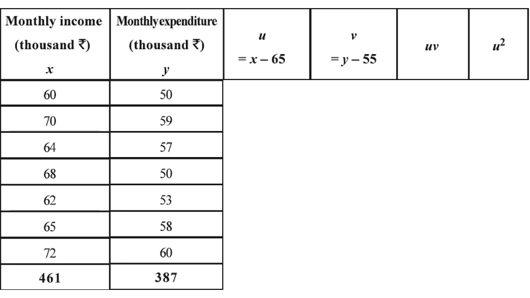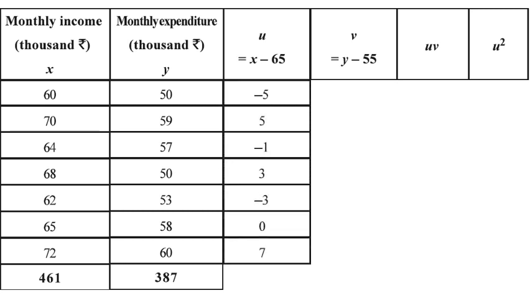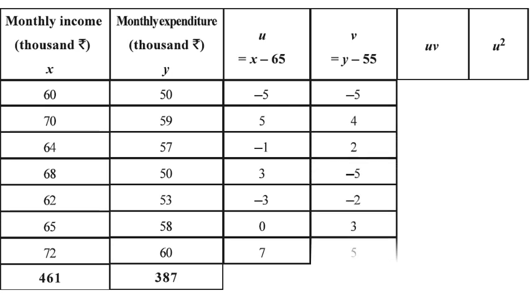We will start with the u column. U is x minus 65, so from all the observations of x we will deduct 65 and we will make a total afterwards. V column is y minus 55, that means from all the observations of y I will be deducting 55. That way I will get the whole V column. Next is UV, that is the multiplication of U and V.